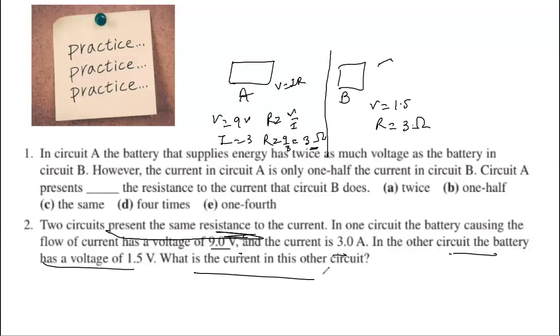What is the current? Let's find the current. Again, we know V is equal to IR. Let's rearrange to isolate I, because that is what I'm looking for. I is equal to V upon R. V is 1.5 divided by 3. Make sense? So you will have 15 divided by 30, which is half, so 0.5, and this is in amperes.